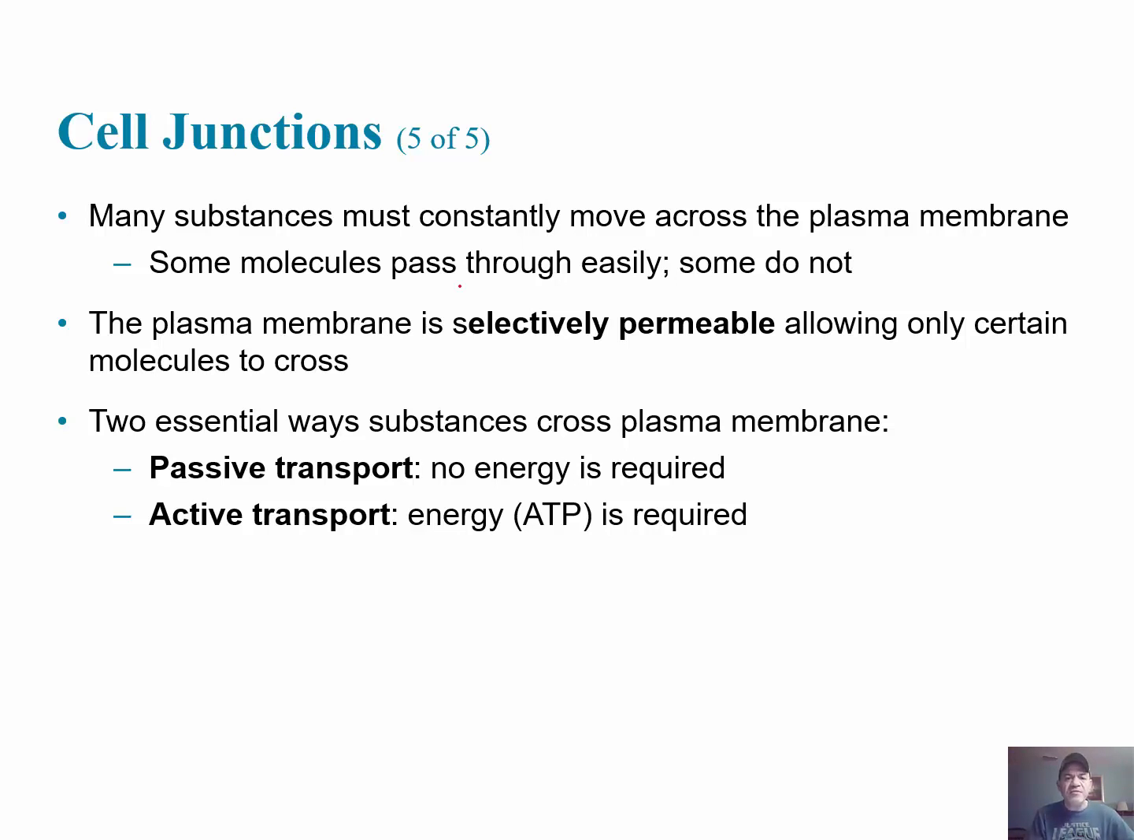So many substances though must move constantly across the membrane, and some molecules can pass through easily and some do not. Remember that the cell membrane is referred to as selectively permeable, and it only allows certain molecules to cross. And there's two essential ways that substances cross the plasma membrane when they do. One is passive transport, which we'll study in another subsection. And it's passive because it requires no energy. And then active transport, and that's going to require energy.